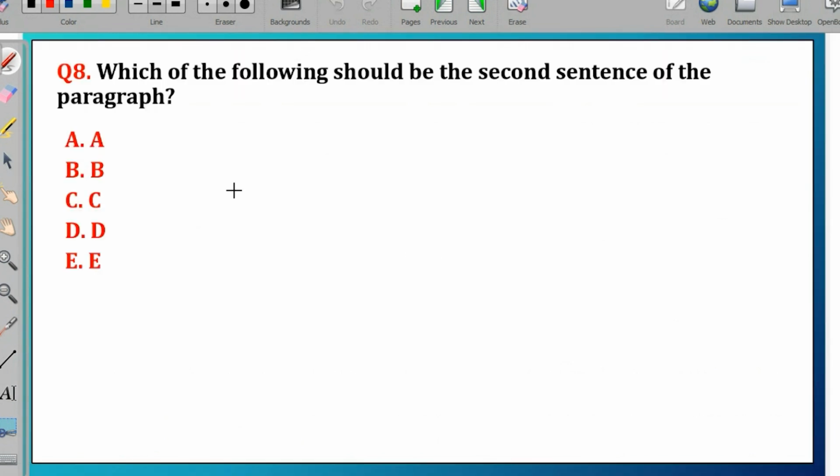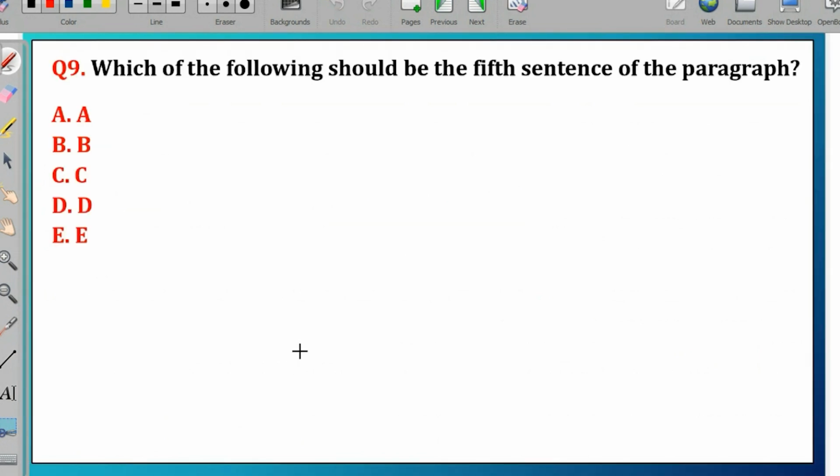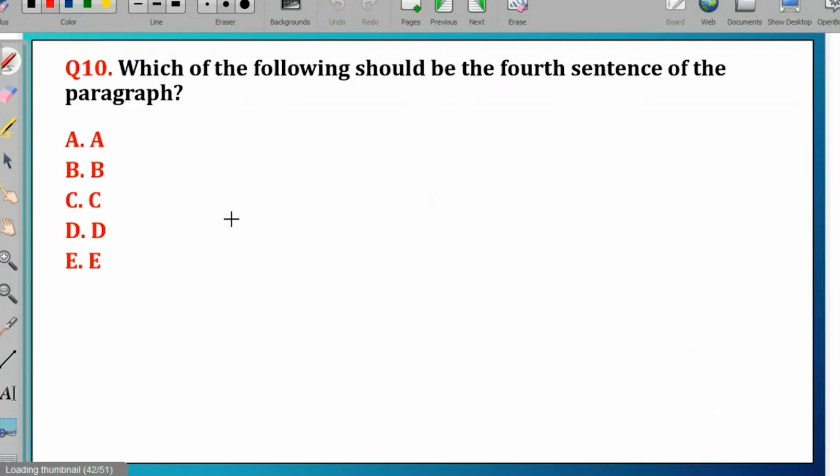Which of the following should be the second sentence? Now, A, D, C, E, B. D. Where is option D? It is in D. Option D will be your correct answer. Question 9. Which of the following should be the fifth sentence? A, D, C, E, B. E is your answer. Next question is which of the following should be the fourth sentence? तो अपना क्या था? A, D, C, E, B.